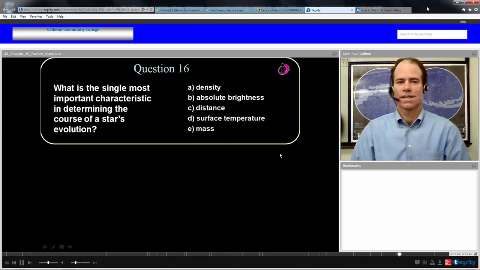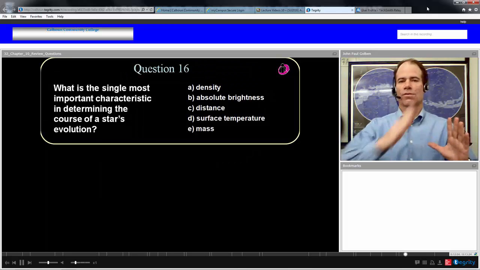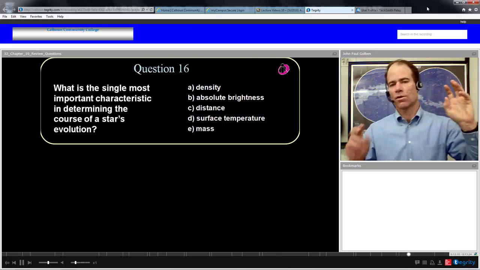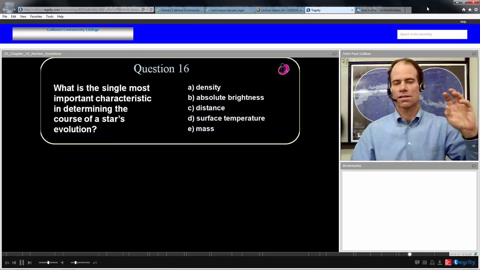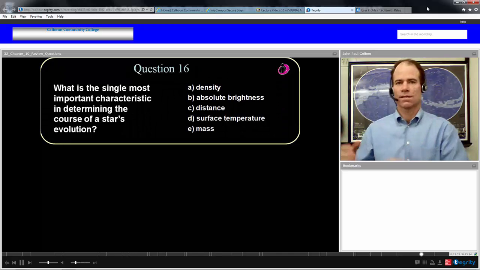Question 16. What is the single most important characteristic in determining the course of a star's evolution? Well, in an HR diagram, as you go up the main sequence, you go to greater mass, and the mass will tell you whether you're going to have a blue giant or a red dwarf or a star like the Sun, yellow in the middle. And as they're less mass, then they're going to burn their hydrogen over a much longer time, and they'll survive for a very long time, like the red dwarfs.